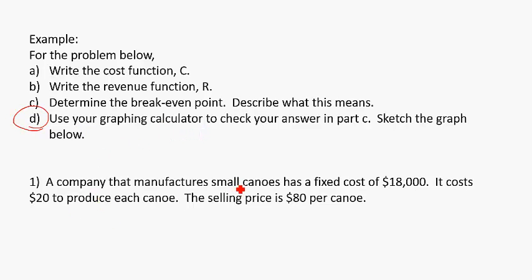So the company that manufactures small canoes has a fixed cost, so this is going to be part of our C function. This is fixed of $18,000. It costs, so this is more of our cost function, $20 to produce each canoe. The selling price, so this is going to be our revenue, is $80 per canoe.